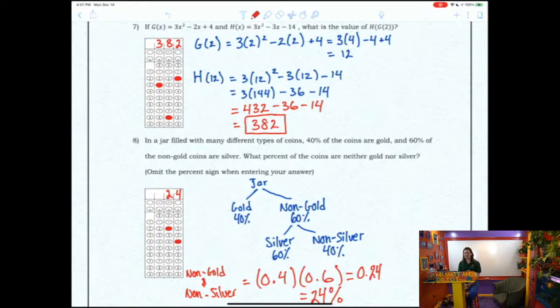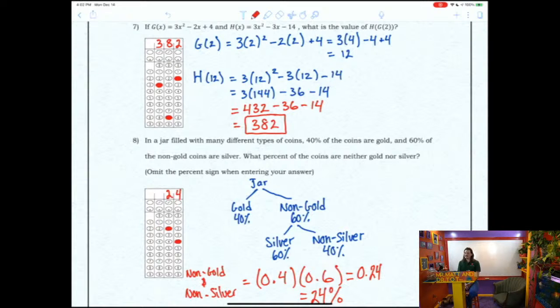So 12 is now going to be the new input value that we use for the function h of x. So for h of x, wherever I see an x, I'm going to substitute in 12. So that's going to give me 3 times 12 squared minus 3 times 12 minus 14. 12 squared is 144. 3 times 144 is going to be 432. 432 minus 36 minus 14 will give you 382. So your answer to number 7 is 382.